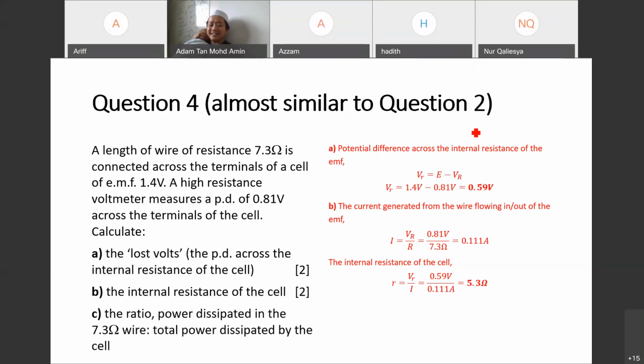See, the ratio, which is the ratio between power dissipated in the 7.3 ohms wire against the total power dissipated by the cell. So yang ni sebenarnya kita nak cari dia punya efficiency lah juga lah kan. Maknanya we've got the external load at 7.3 ohms. We just have to determine the value of the power on that wire and the total power dissipated by the cell. So how do you do that? We know P equals to I squared R. So P wire is equals to this one. And then the P total, you have to add the entire resistance, the total resistance within the circuit lah kan. And then you get the efficiency roughly around 58%.